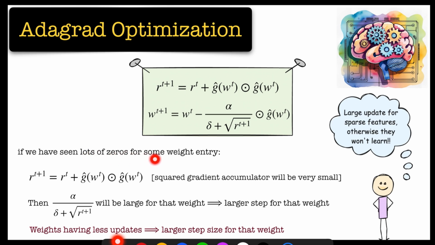If we have seen lots of zeros for some weight entry, let's say for sparse features, then the gradient will be zero most of the time. So the squared gradient accumulator will be very small, and alpha divided by delta plus square root of this thing will be very large for that weight, right? So we'll take a larger step for that weight. Weights having fewer updates will take a larger step size. So large updates for sparse features, otherwise they won't learn.